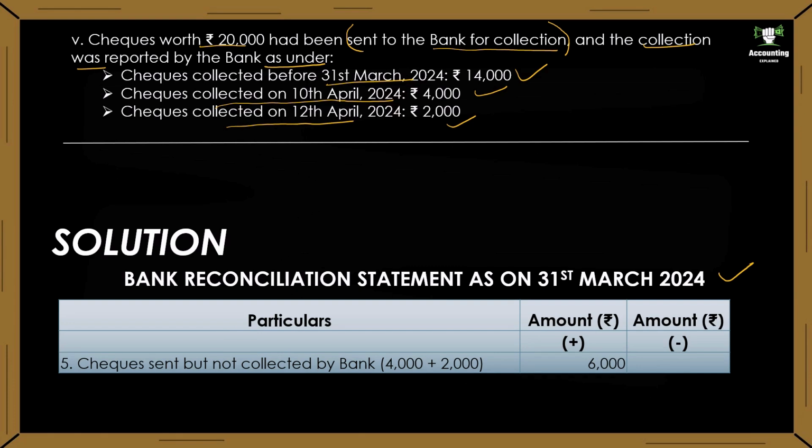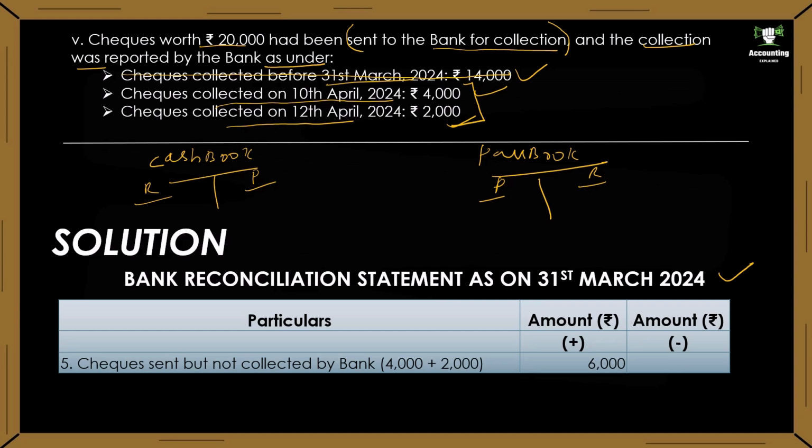Collected before 31st March 2024, that entry has been passed both in the cash book and in the passbook correctly. So no need of reconciliation for this amount of 14,000. We will be concerned only with this 4,000 and 2,000 rupees, that is 6,000 in total. Now let us see the cash book and the passbook. Receipts, payment, payment, receipts. When you receive the checks, for both amounts taken together we will write under the receipts column 6,000 rupees that you have added. But no entry has been passed in the passbook. Only if we add the 6,000 will we get the cash book balance correctly.